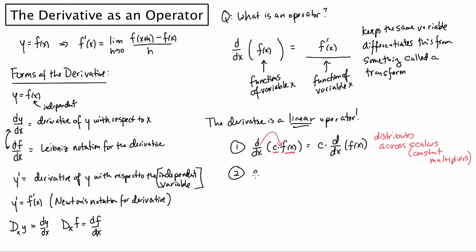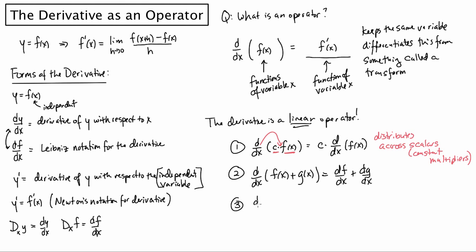The second property is that it distributes across addition exactly as we would expect it to. So this is df dx plus dg dx. It operates on each one individually.